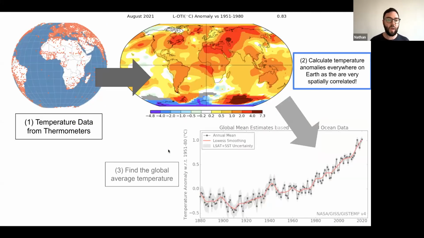And so just to tie this back to this diagram, this is really the calculation that's done from step 1 to step 2 here. We take temperature data from thermometers that's measured in degrees Celsius or degrees Fahrenheit. We calculate the anomalies, and then we use those anomalies to estimate the temperature everywhere, as is shown in this map right here.